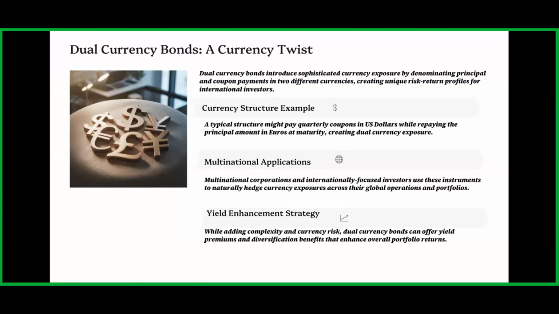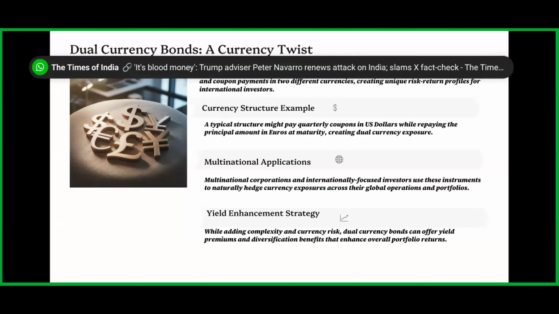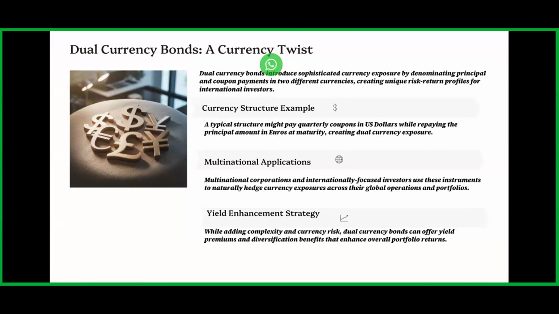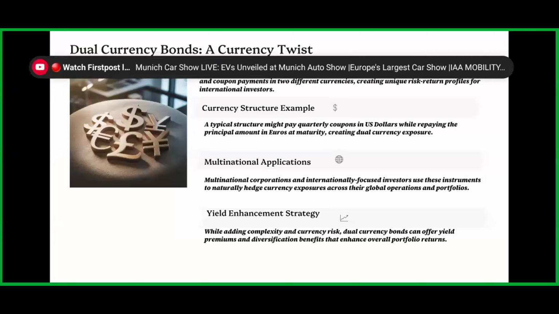So what is the structure of the dual currency bond? A typical structure might pay a quarterly coupon in US dollars while repaying the principal amount in euros at maturity. So that type of bond we call a dual currency bond.